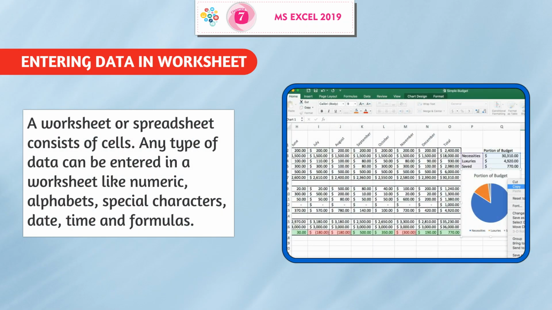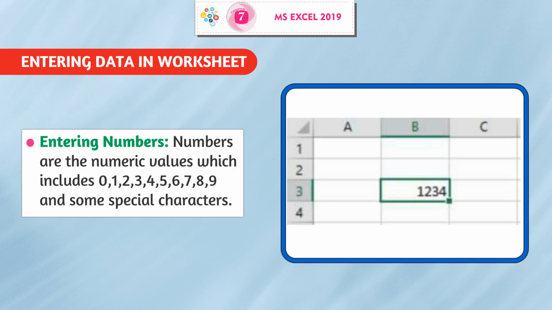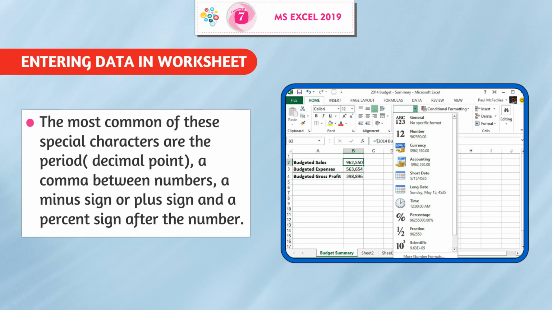Entering data in worksheet. A worksheet or spreadsheet consists of cells. Any type of data can be entered in a worksheet like numeric, alphabets, special characters, date, time, and formulas. Entering numbers. Numbers are the numeric values which includes 0, 1, 2, 3, 4, 5, 6, 7, 8, 9, and some special characters. The most common of these special characters are the period decimal point, a comma between numbers, a minus sign or plus sign, and a percent sign after the number.